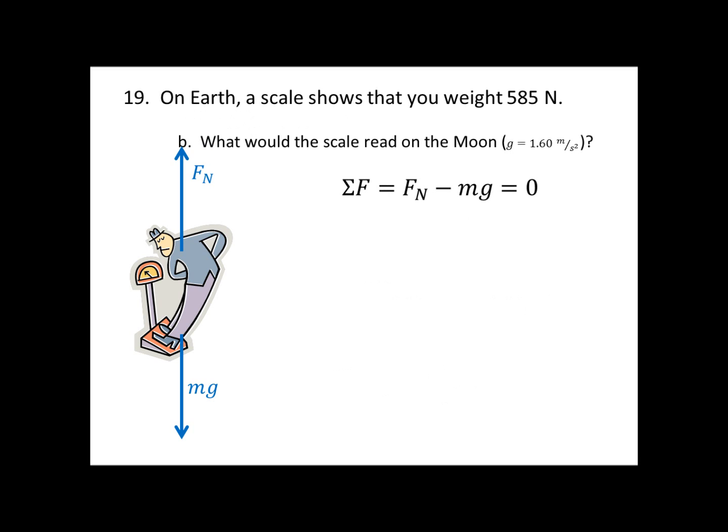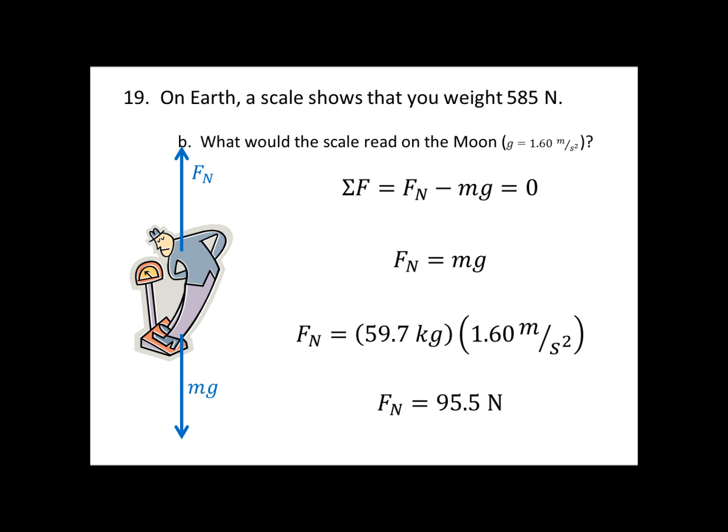Now in part B, what would the scale read on the moon? We need to solve for the normal force, plug in that mass that we found, along with the g for the moon, 1.60 meters per second squared. And we find out that the normal force provided by the scale, that is what it's going to read, is only 95.5 newtons, about a sixth. It's usually what we use in physics. We say that the gravity on the moon is about 1/6 what it is here on the Earth.